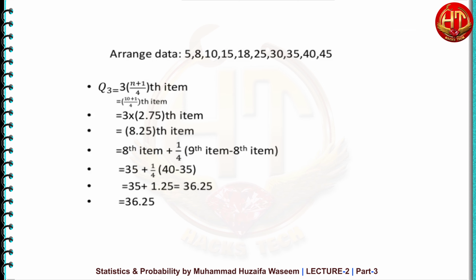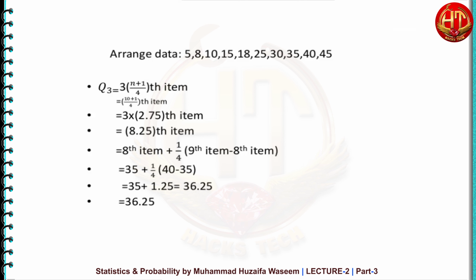8.25th item. It means the 8.25th value in the given series. It means that the third quartile lies between the 8th and 9th values, at the 8.25th value in the given series. Okay, so how can you calculate it?